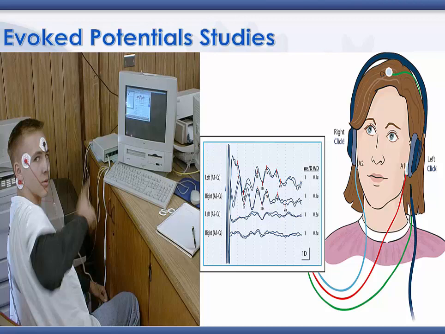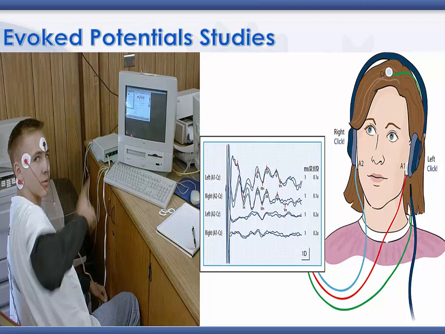Evoked potential tests record how quickly and completely the nerve signals reach the brain and are used because they can indicate problems along nerve pathways that are too subtle to show up during a neurological examination. The disruption may not even be visible on an MRI exam. Visual evoked potentials: the patient would sit before a screen in which alternating patterns are displayed.